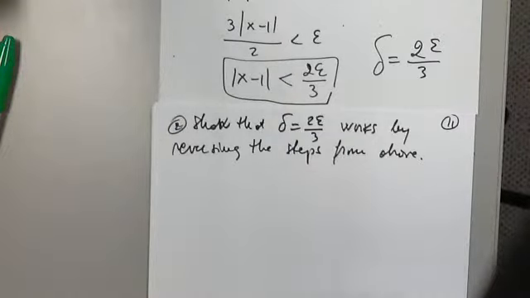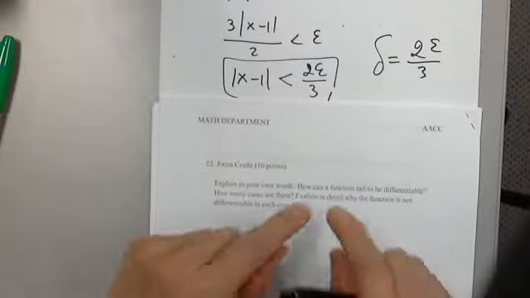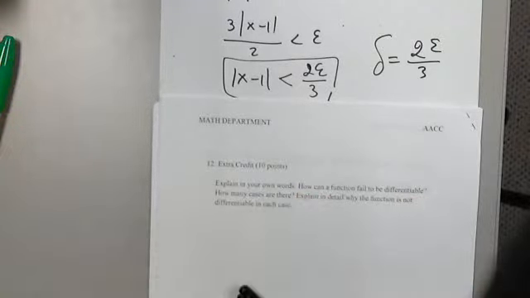The extra credit for 10 points. How can a function fail to be differentiable? When the function is not continuous, or has a cusp or a corner, or a vertical tangent. So if it's not continuous, it's not differentiable. But if it is continuous, but it has a cusp, a corner, or a vertical tangent, it's not differentiable at those points. Is that clear? Should I repeat?